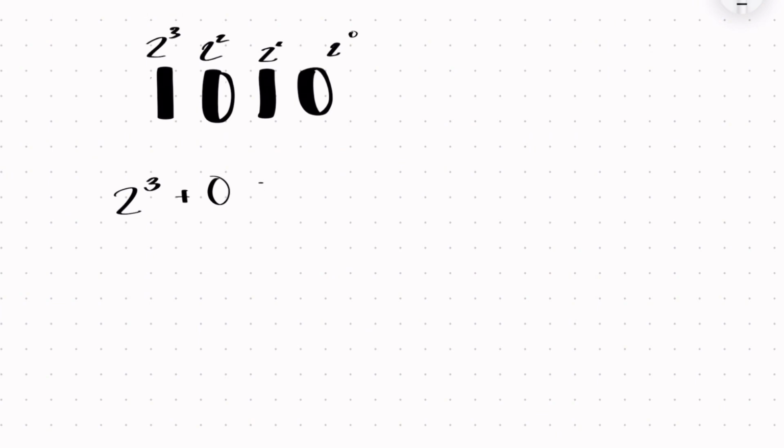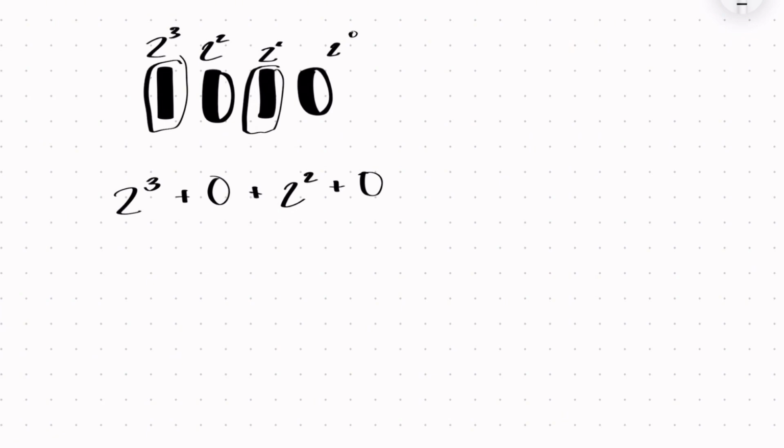And we're going to add these values. So 1 times 2 to the first power is equivalent to 2 to the first power. Then 0 times 2 to the 0 is 0. So everywhere you see a 0, you can ignore it, because any value multiplied by 0 is equal to 0. So we only need to focus on the numbers that contain 1.